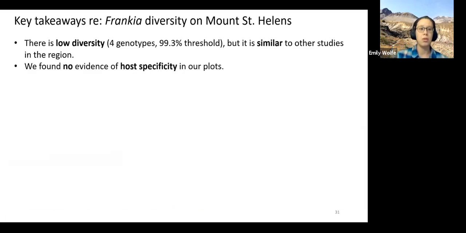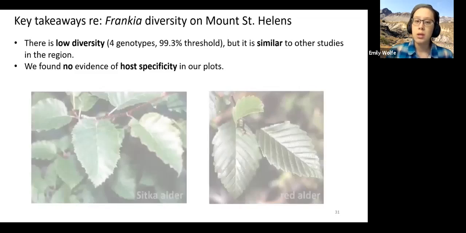Okay, so we also found no evidence of host specificity in our plots. So while red and sitka alder are sympatric, red alder is far less common on the Pumice Plain and also more recently established than sitka alder. The small spatial scale also likely played a role, as other studies, again, found evidence of host specificity, unlike greater scales than we did. So more than 1.5 kilometers total in their transect.